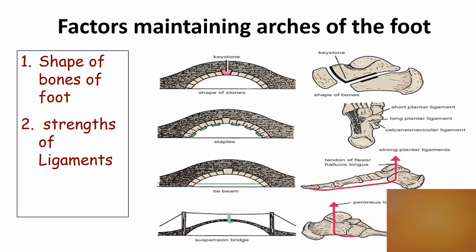The factors that maintain the arches of the foot are three. A bony factor, which is the shape of the bones of the foot. The bones of the foot are shaped to accommodate each other with these surfaces. The second is the ligaments of the foot, which connect the individual bones of the foot. They act like staples that connect adjacent bones of the foot, as this diagram shows.